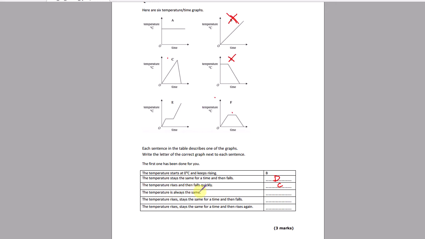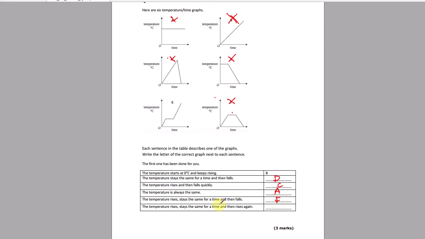The temperature is always the same. Well, these are all varying. So we're now looking at A. Stays the same, doesn't change. Temperature is the same. All the temperature values are the same value. Temperature rises, stays the same, and then falls. Temperature rises, stays the same, rises, stays the same. That one falls. That one continues rising. So we're now at F.